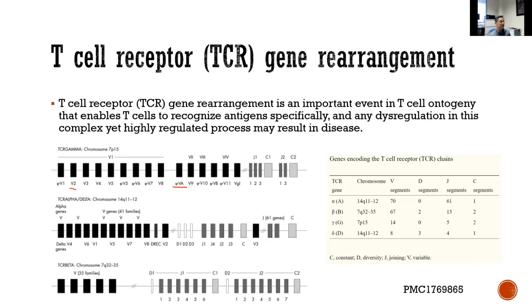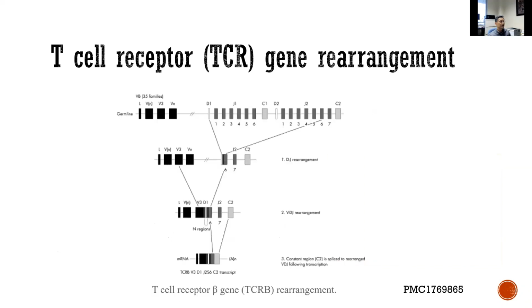And this figure shows you the available variable regions and the VDJ regions from the alpha, beta, gamma, and delta receptors. And this shows you one example for the beta gene, combining D1 with J6, and that's the first DJ rearrangement.